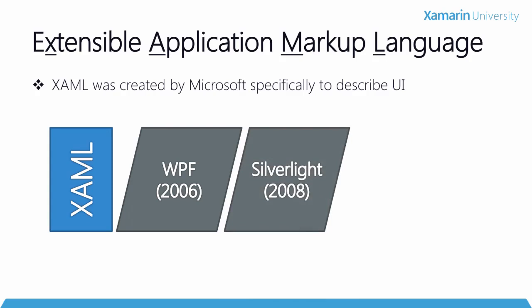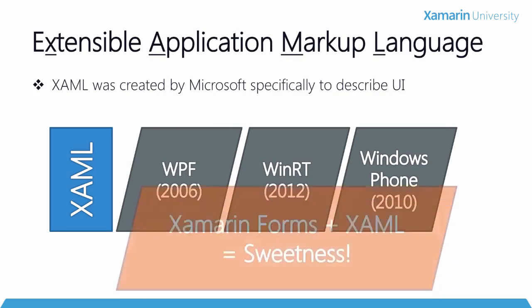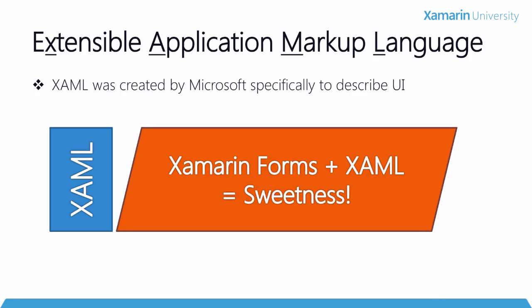It was then also used with Silverlight, which stuck around for a couple years, and is currently used by WinRT for both .NET and C++ applications. And finally, it's also currently used with Windows Phone to create mobile UI screens. And now, of course, you can also use it with Xamarin.Forms.